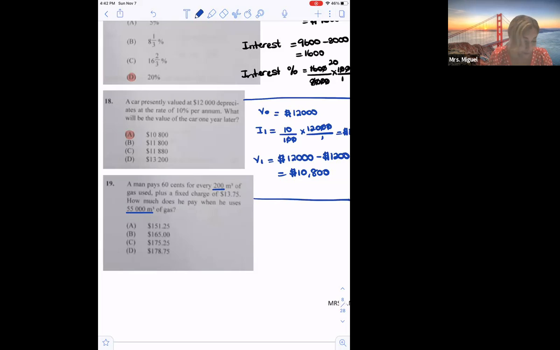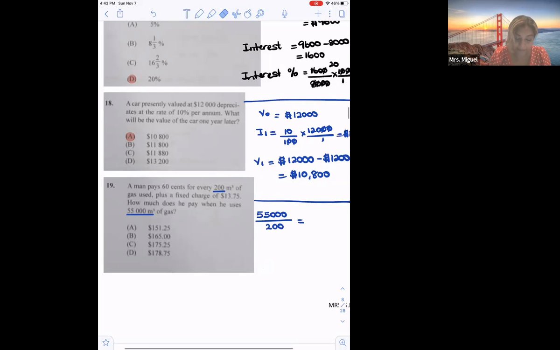So 55,000 divided by 200. Work out that. When you get the answer, multiply it by 60 cents, which is 60 over 100. And then you add 1375. So work it out. Try that one. So work out 55,000 divided by 200.